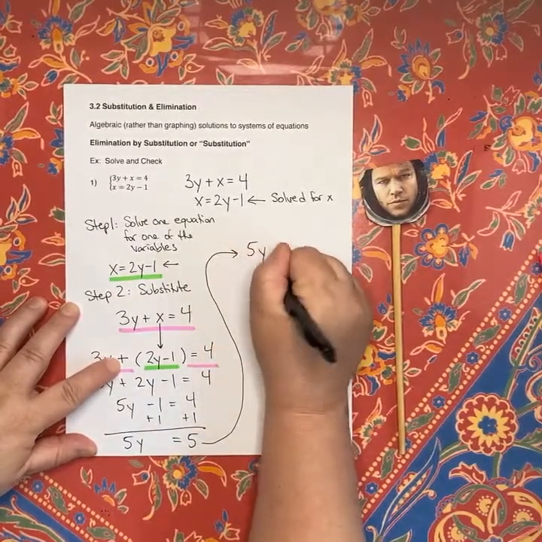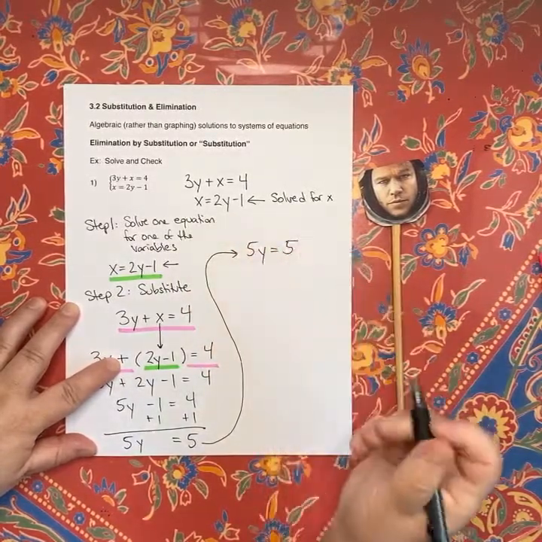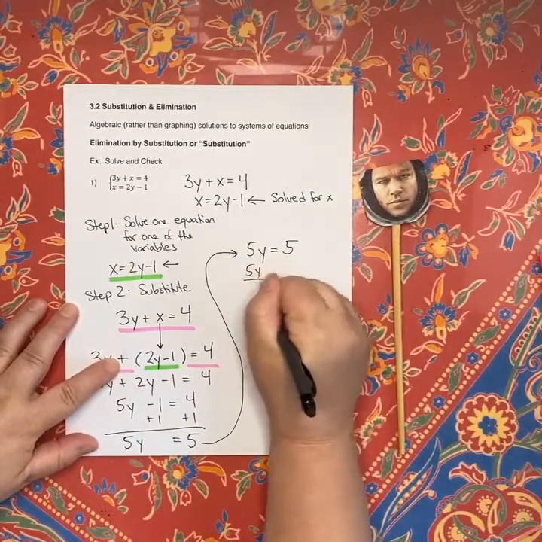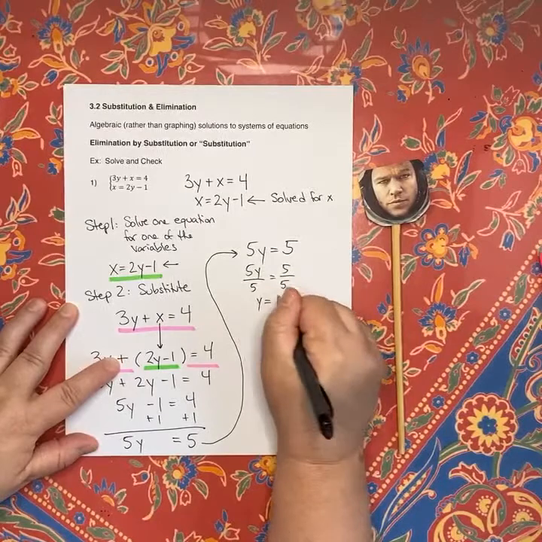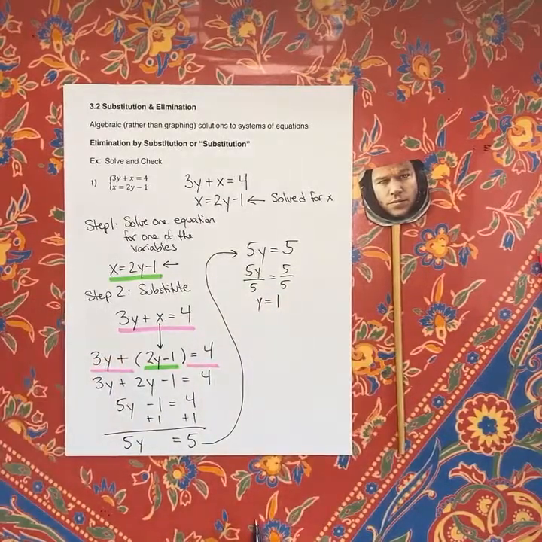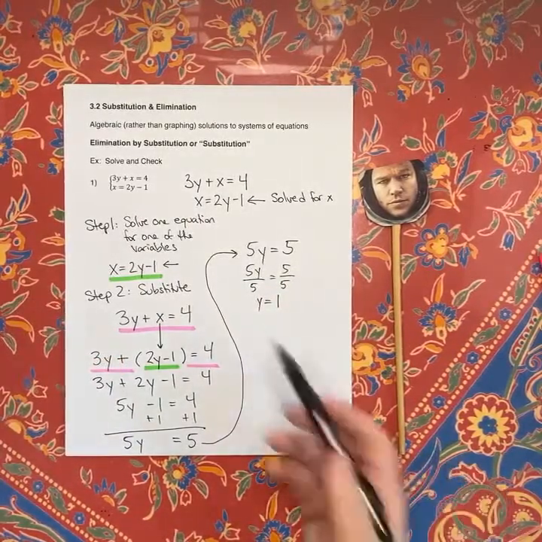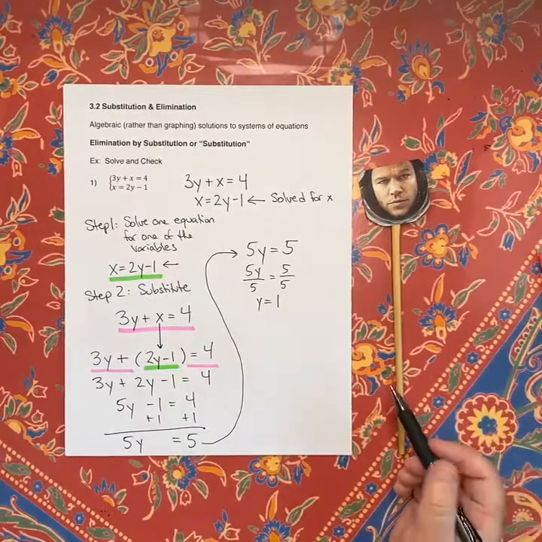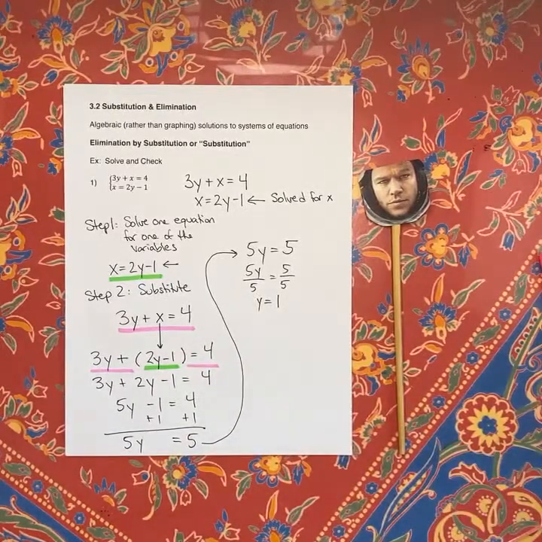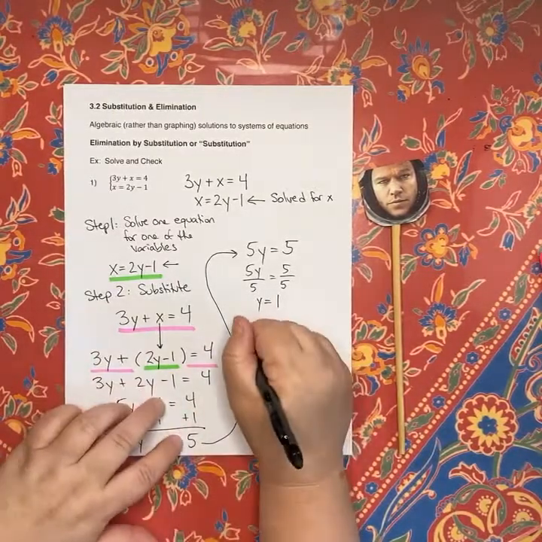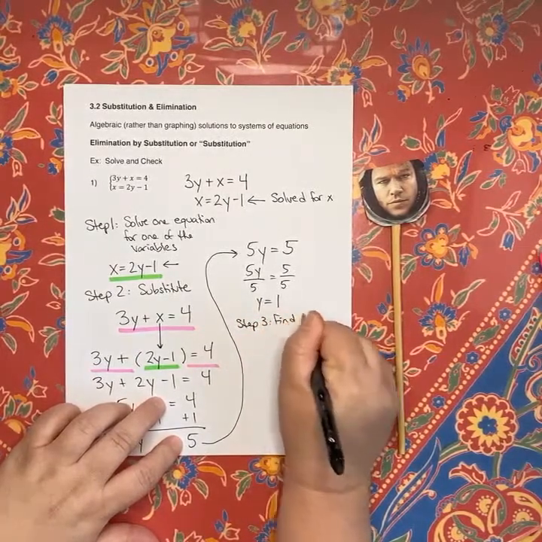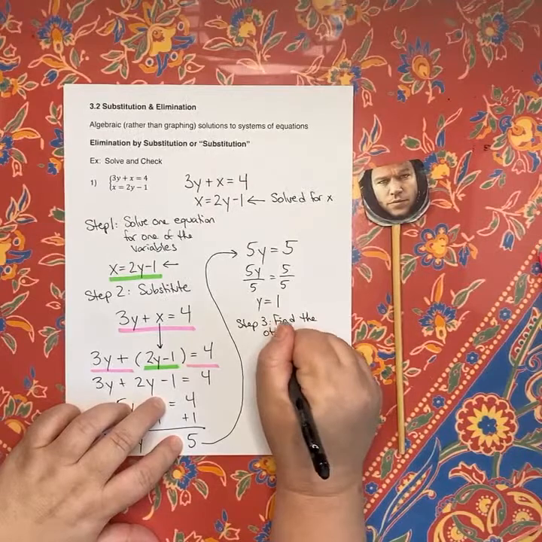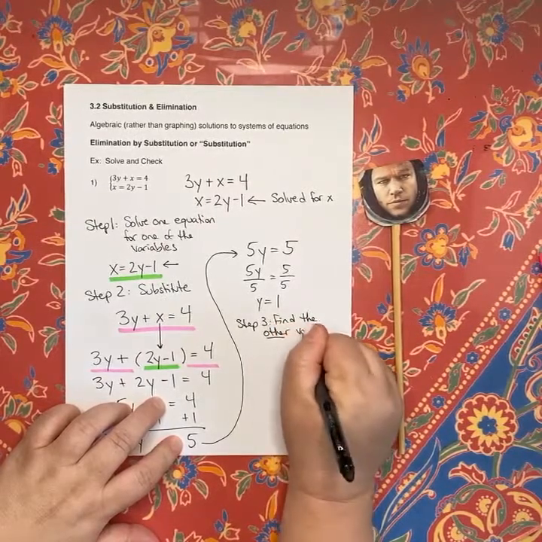I get 5y equals 5, or divide by 5, y equals 1. Now here's the thing. In a normal equation, I'd be done. Y equals 1. The problem is now I still have to find the other. So step 3, find the other variable.